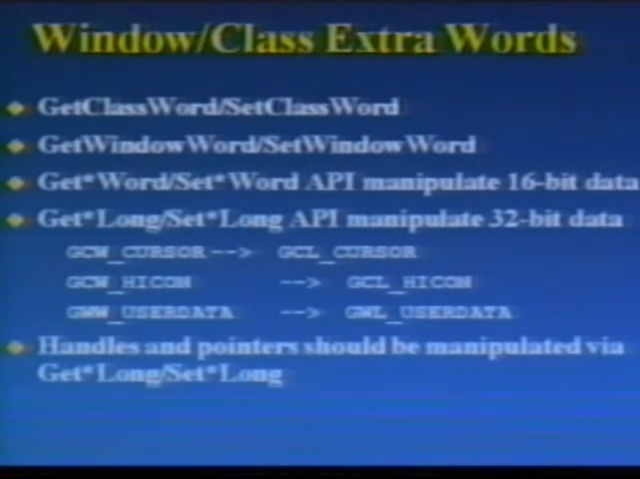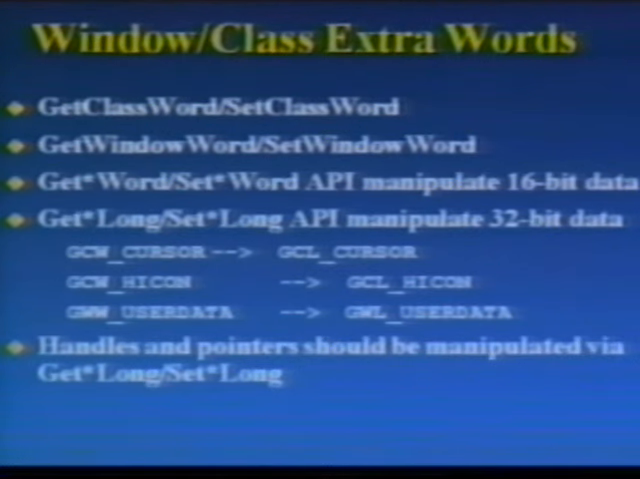Get class word, set class word, get window word, and set window word. We argued back and forth as to whether to change the semantics of this API so word really meant a 32-bit value, but then that turned out it probably broke a lot of people. And so we decided to leave the semantics correct. This is an API that even under Win32 manipulates 16-bit data.